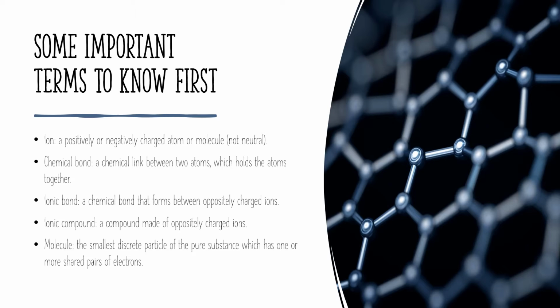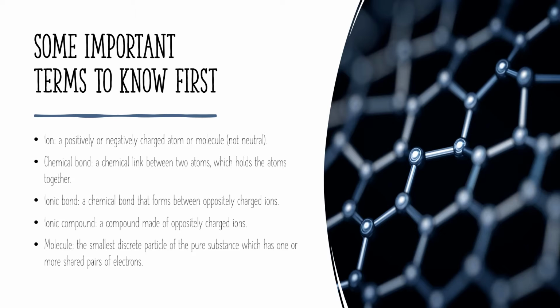Ion, a positively or negatively charged atom or molecule, not neutral. Chemical bond, a chemical link between two atoms which holds the atoms together. Ionic bond, a chemical bond that forms between oppositely charged ions.